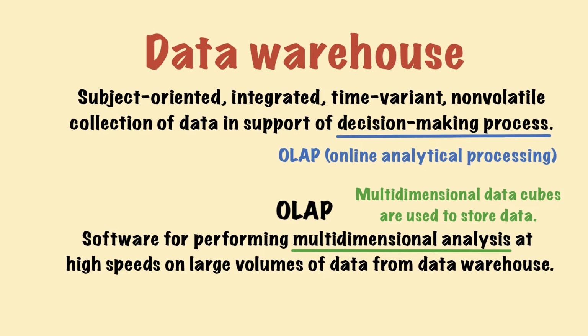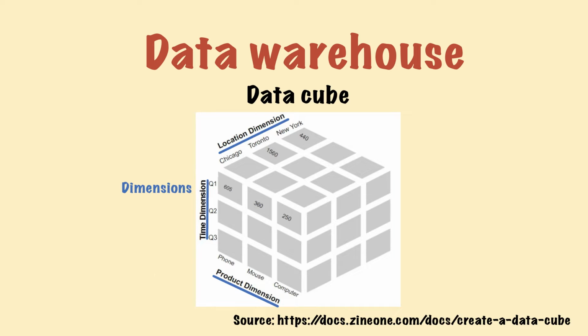OLAP performs multidimensional analysis, so data warehouse should be able to store multidimensional data, which is actually accomplished through multidimensional data cubes. Data cubes look like this. The axes of data cubes are dimensions, or you might call it attributes. In this case, we store three-dimensional data since there are three axes. The value in each cell is called measure. So the number 605 here means in Chicago, there are 605 phones produced in Q1.